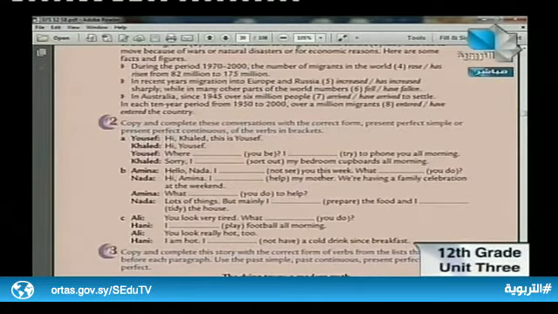I haven't seen you. What do you do? Here, we could use the present perfect continuous. What have you been doing?